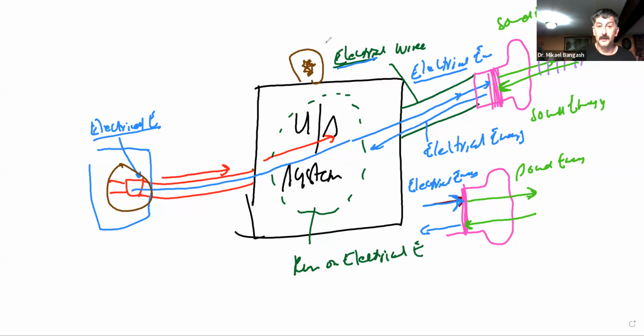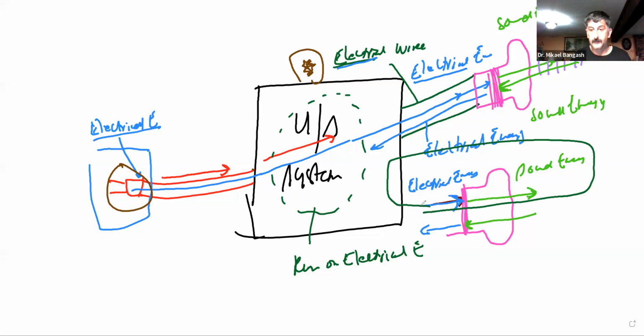So the main job of the transducer in this case is to convert electrical energy into sound energy, and convert that sound energy back into electrical energy. Now what we call this phase here is the transmission phase.